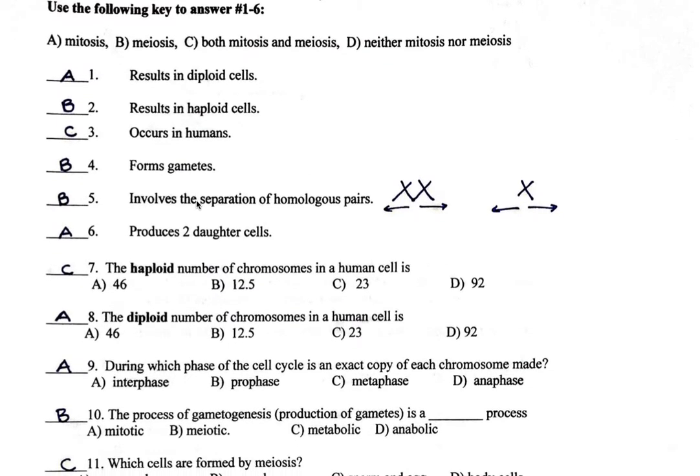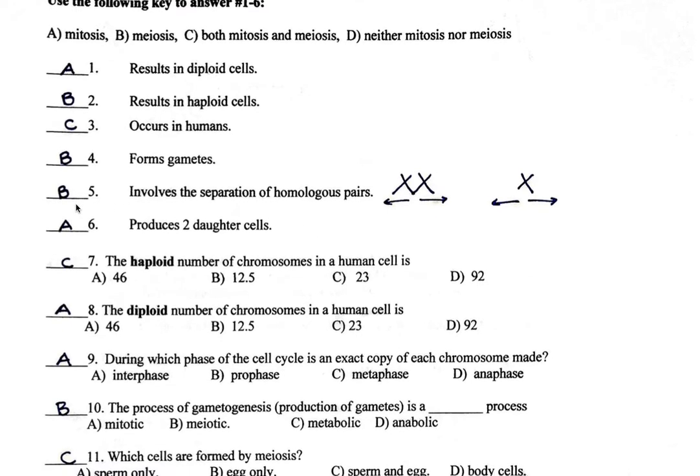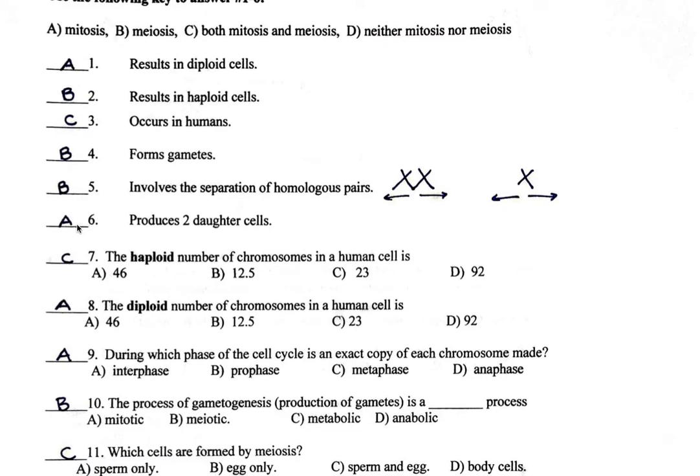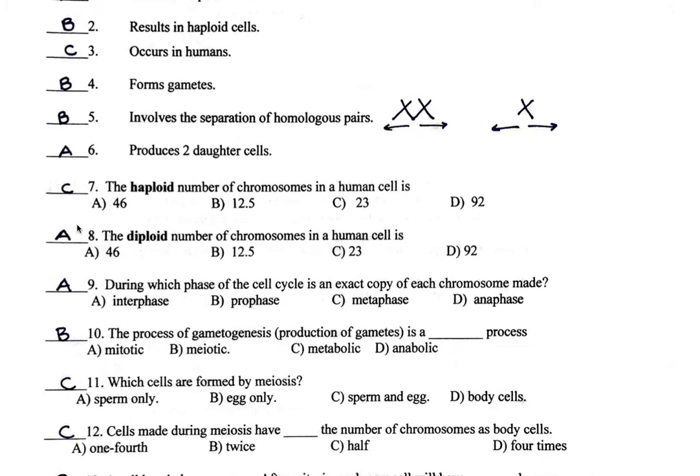Involves the separation of homologous pairs. Remember, in meiosis, your homologous pairs separate, and then your sister chromatids separate in meiosis 2. This is meiosis 2. This is meiosis 1. That does not happen in mitosis. In mitosis, your homologous pairs stay together. It's just the copy that separates. So this is B, meiosis. A produces two daughter cells. That's mitosis. They're identical daughter cells.